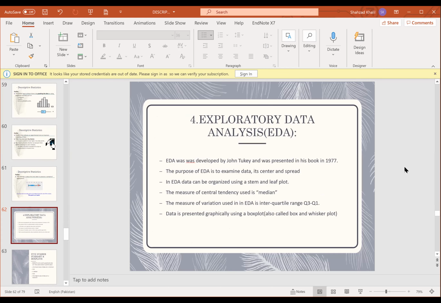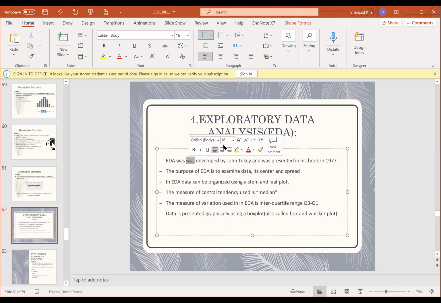Now moving towards exploratory data analysis, EDA. EDA was first developed by John Tukey and was presented in his book in 1977. The purpose of EDA is to examine data, its center and spread. In exploratory data analysis, data can be organized using a stem and leaf plot.